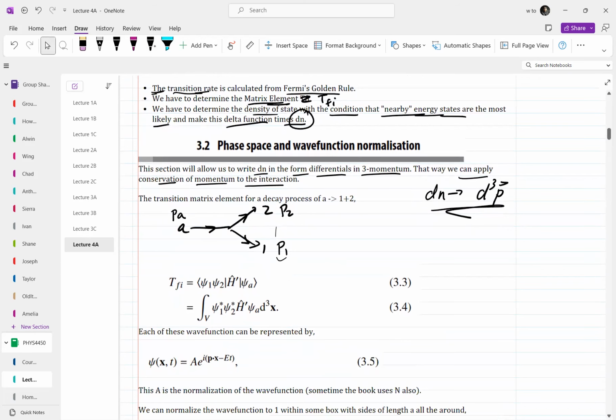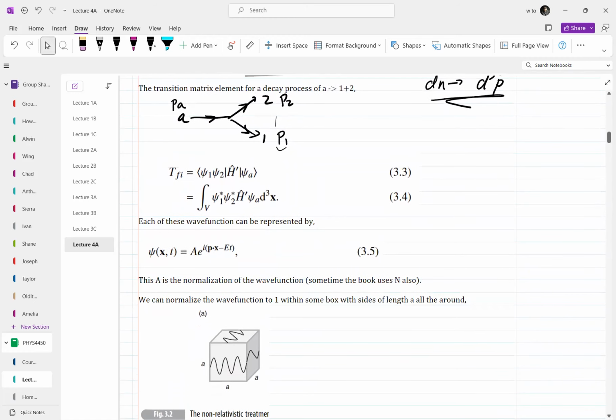Okay. I'm going to skip through the section to show you how it actually came about. Remember this T_FI thing that we were talking about is always psi squared, which has to do with the wave functions: psi 1, psi 2, psi A, in that particular order in this case. Don't worry about this part too much. But these wave functions have some amplitude and then some oscillation wave in momentum space, p dot x minus E times t.